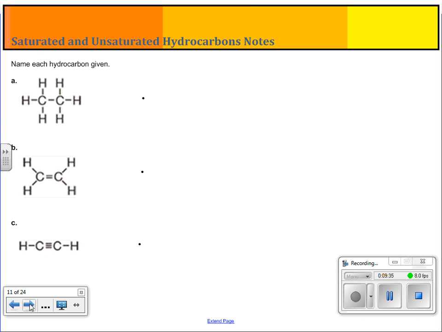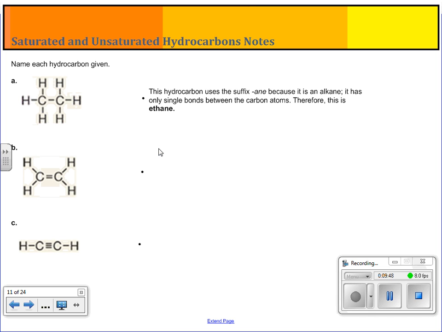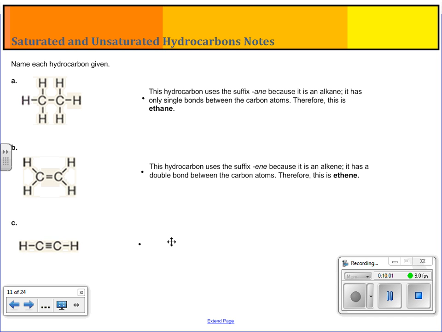So name each carbon compound given. Well, this one has two carbons, so that means it's got eth- in the front. It's got all single bonds, so it's ethane. This compound uses the suffix -ane because it is an alkane, and it has only single bonds between the carbon atoms, therefore it is ethane. This one has a double bond, so it's going to be ethene. And this has a triple bond, meaning it's going to be ethyne.